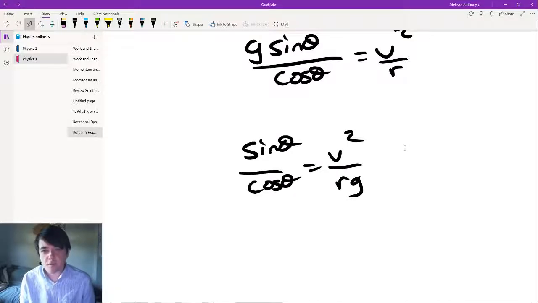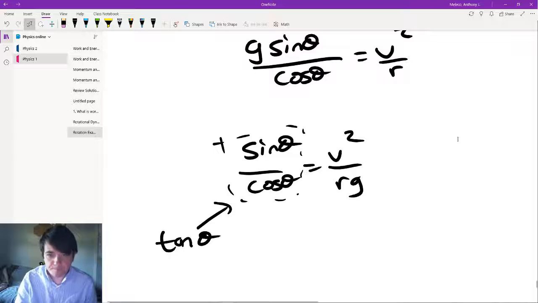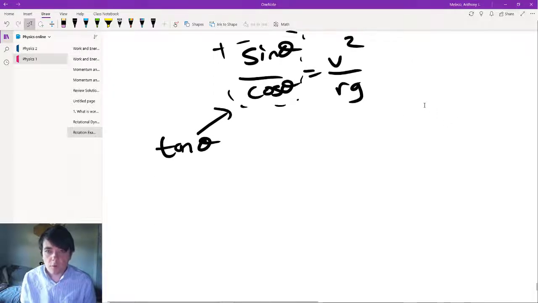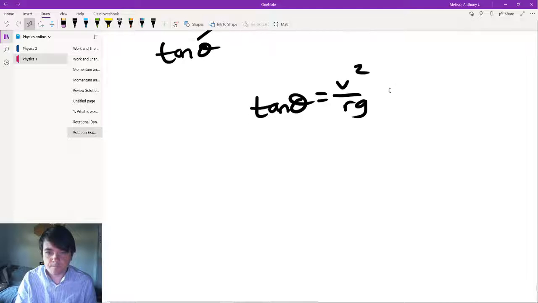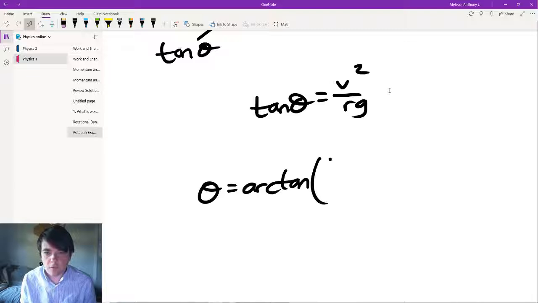Now, sine theta over cosine theta is actually tangent of theta. So we can go ahead and just write tangent theta. And now we want to solve for that angle. So theta equals the arctangent of v squared over rg.